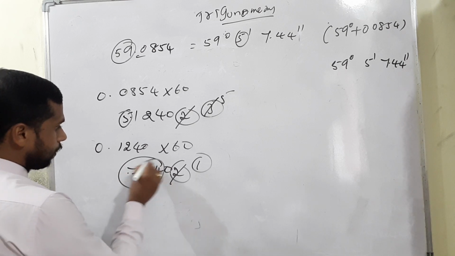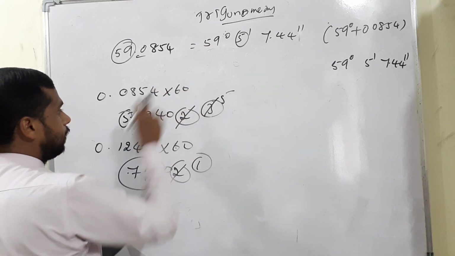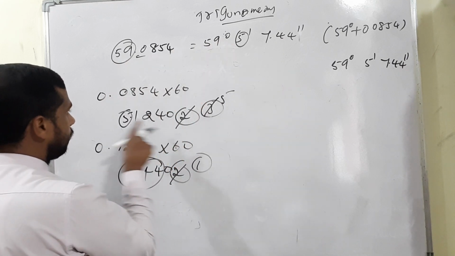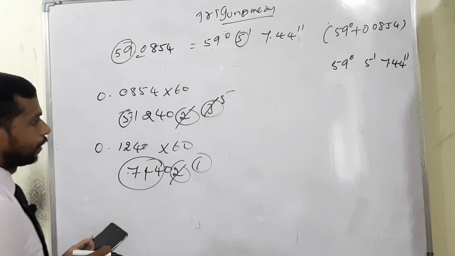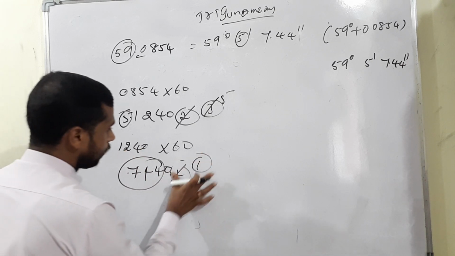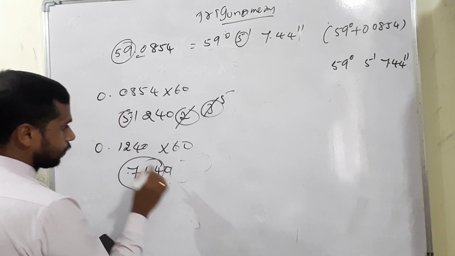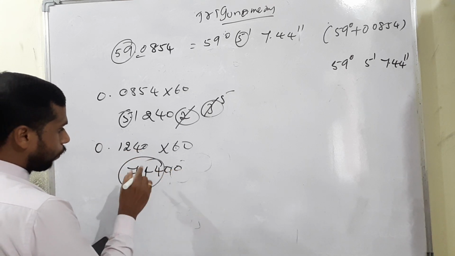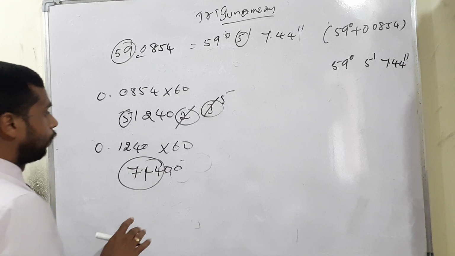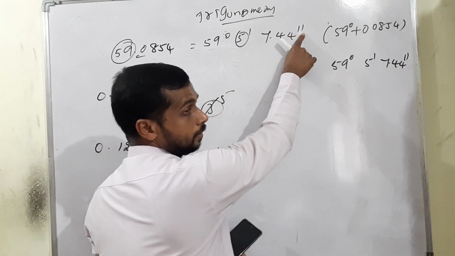So we can write it: 59 degrees, then 5 minutes, then 7.440. Sorry, one more 0 is there. Sorry, my dear, you may get confused because here also there is a 0. So 2 zeros will come. After the decimal point 1, 2, 3, 4, which means 7.44. Therefore, 7.44 seconds. This is the way.